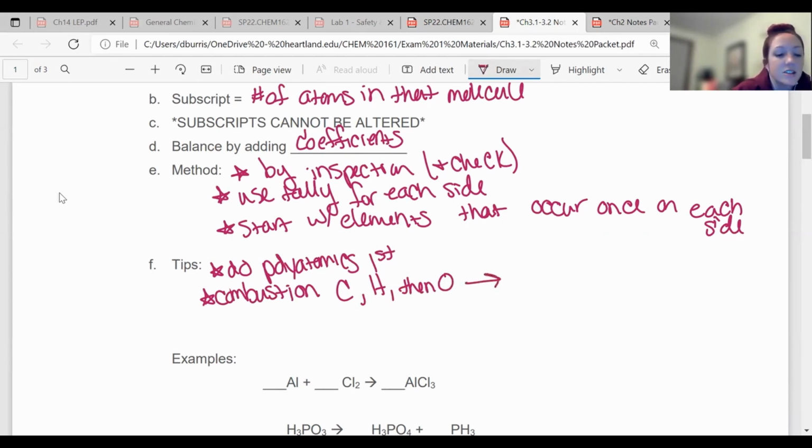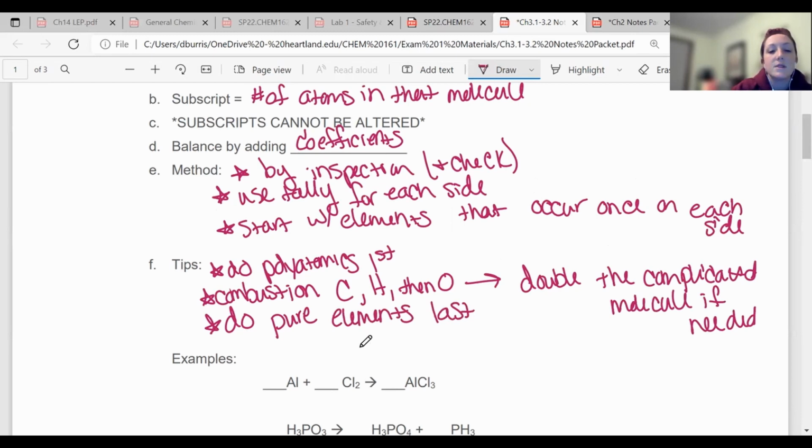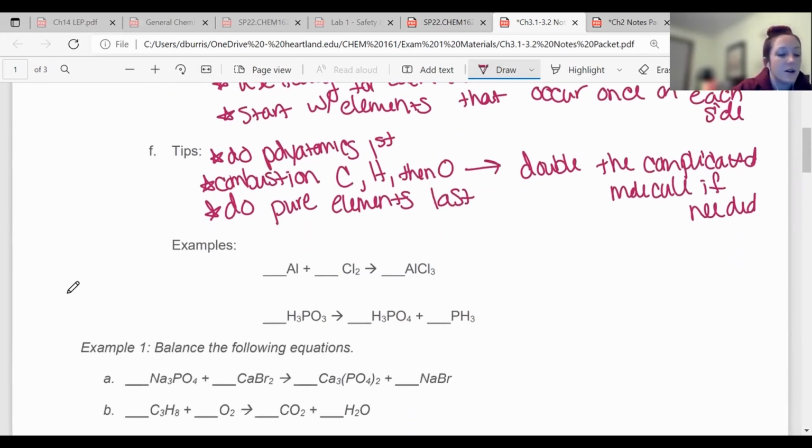Also with combustion reactions, if it's not balancing and you keep getting this even-odd thing, try to double the complicated molecule, the hydrocarbon, if needed. And my last tip is to do pure elements last. So balance pure elements last. Essentially, you want everything on the left side to equal everything on the right side.